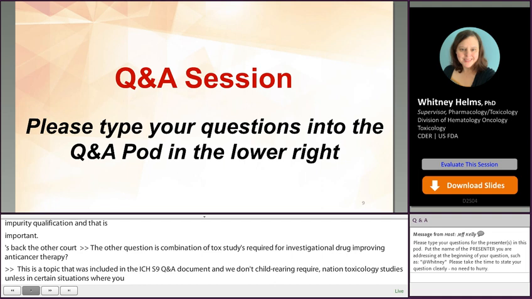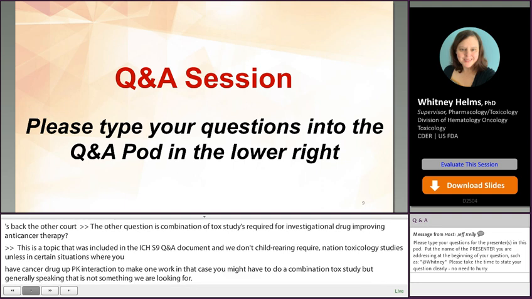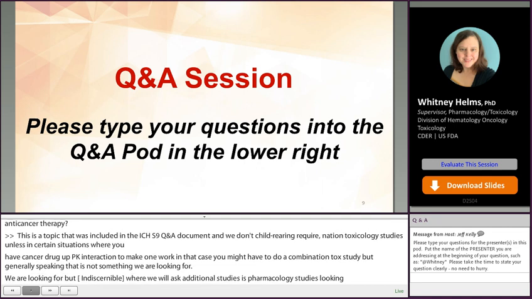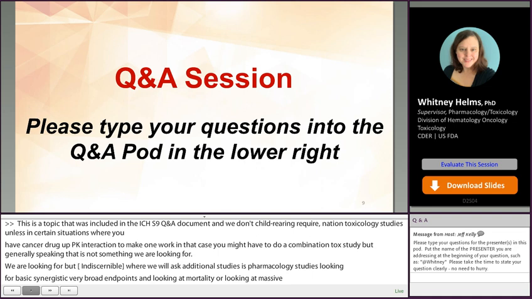Where we will maybe ask for some additional studies is some pharmacology studies, just looking for some basic synergistic, very broad endpoints. So you're looking at mortality, you're looking at massive weight loss in these studies, but you're not doing a full tox study. And for a lot of the IO products, you're looking for maybe whether or not you're seeing a big synergistic increase in cytokine upregulation or something like that to help support using the combination, but still not an actual full tox study for that combination.